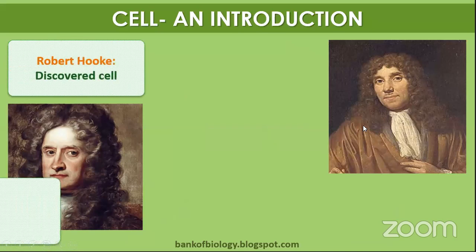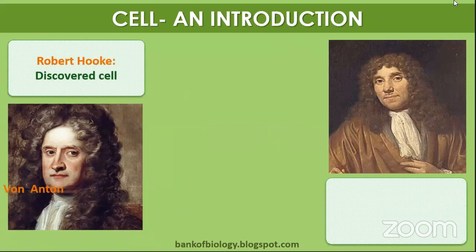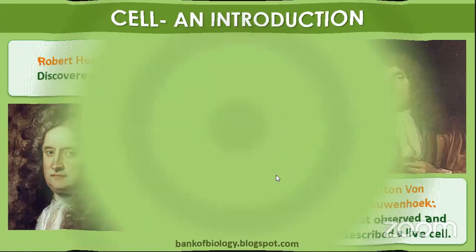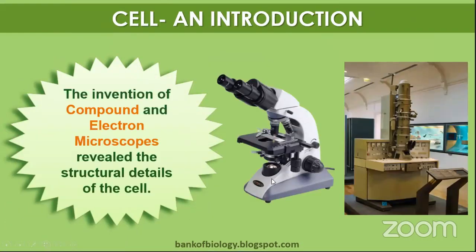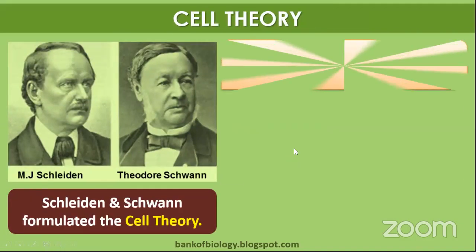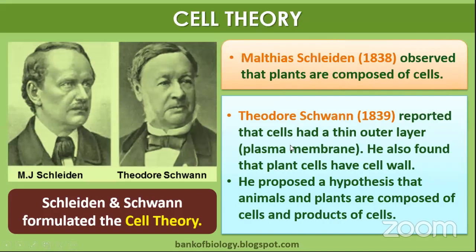So Robert Hooke was the first person to observe cells, but he observed only dead cells, that is the cork cells, whereas Anton von Leeuwenhoek was the first to observe living cells. Then the invention of compound microscopes revealed the detailed structure of the cell, that is all the cell organelles. So Schleiden and Schwann were two scientists who formulated the cell theory.